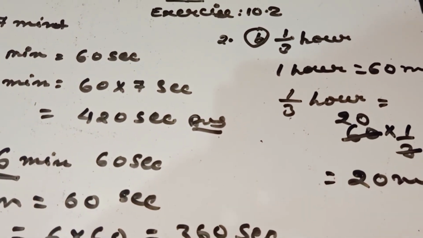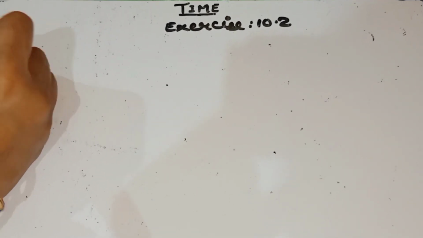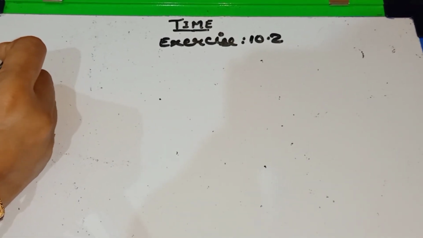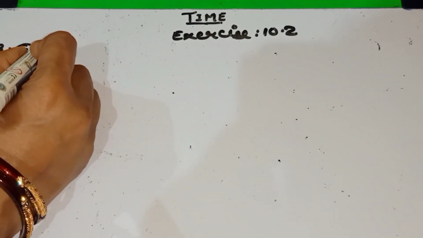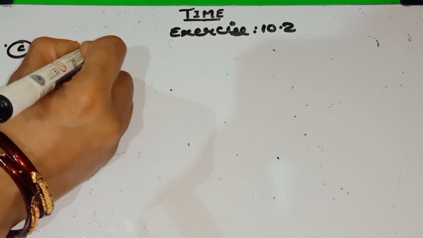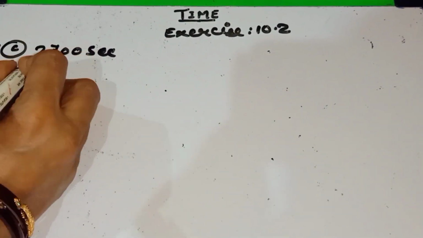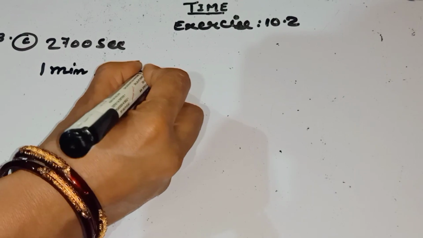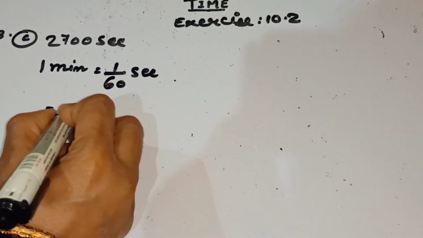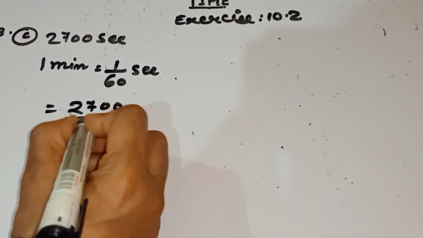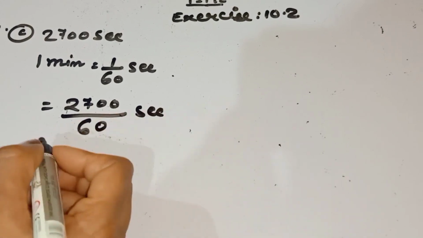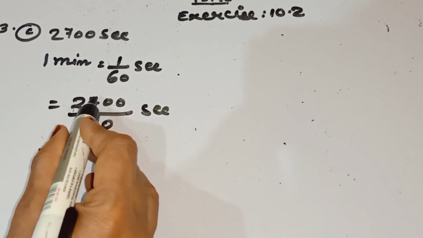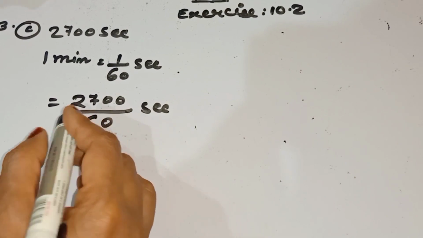Number 3, how many minutes are there in? Look carefully at question number 3. From this question, I am taking question number C. Look carefully. 2700 seconds is given in the question. So how can you write? You write the formula of this question: 1 second is equal to 1 by 60 minute. Okay. So how can we write? 2700 seconds by 60. And how can we find this out? We divide 2700 by 60. How much do we get?